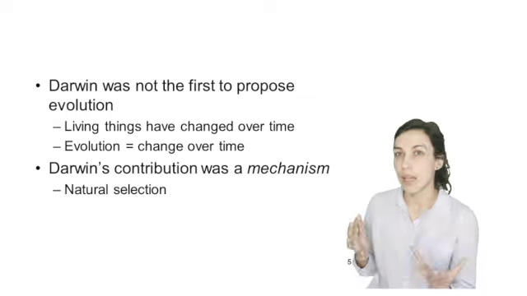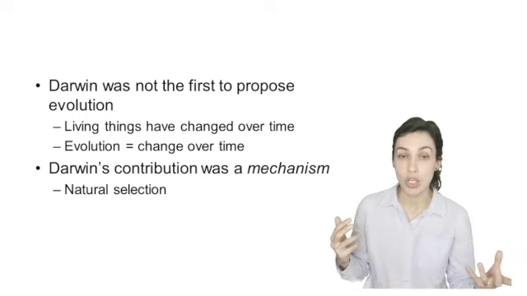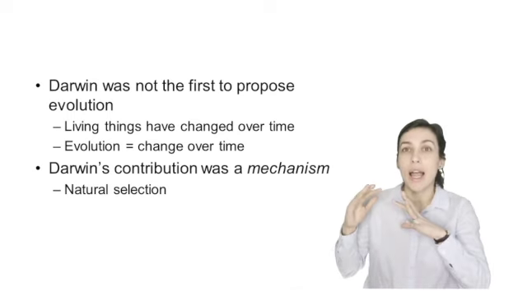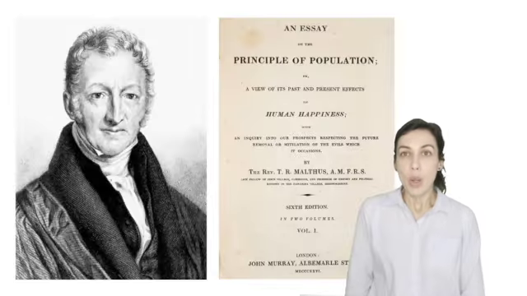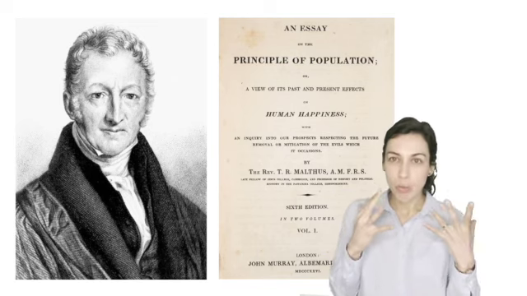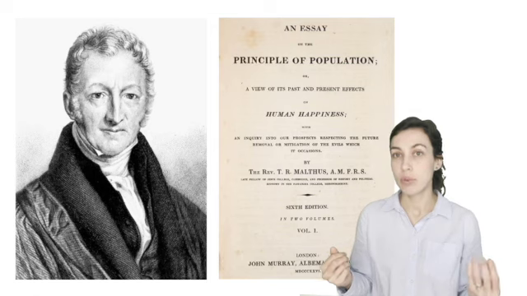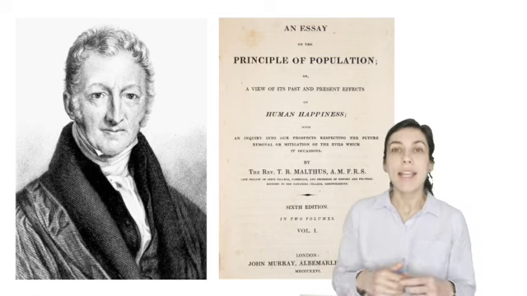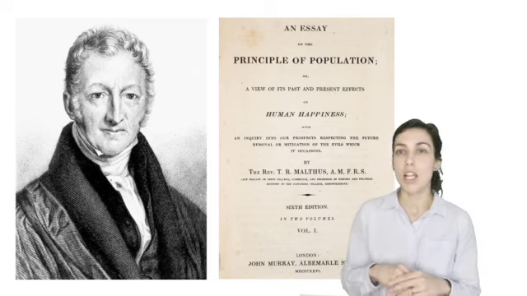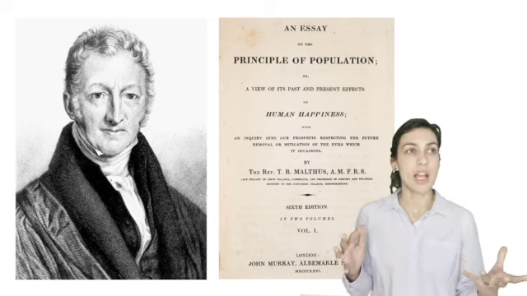When he came back and started to put together his notes of observations from his voyage, what he came up with is a mechanism or an explanation for how that change happens over time. What made it all come together for Darwin, how he was able to come up with this mechanism of natural selection to explain how evolution could be happening, is an essay that he read published by Thomas Malthus, who was a priest and an economist. It was a normal combination at the time.